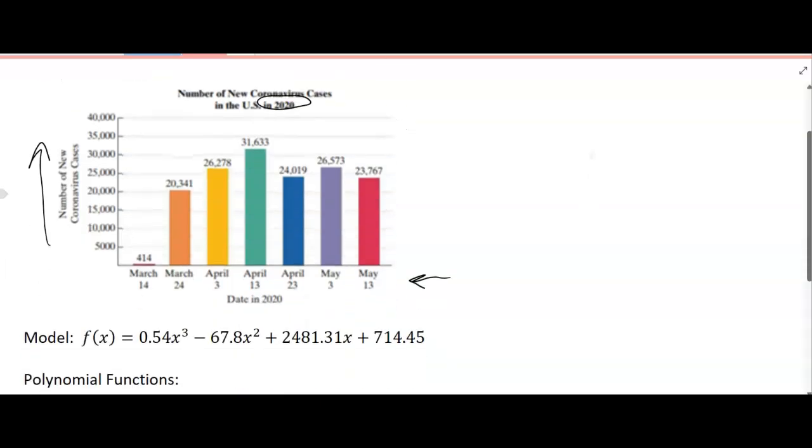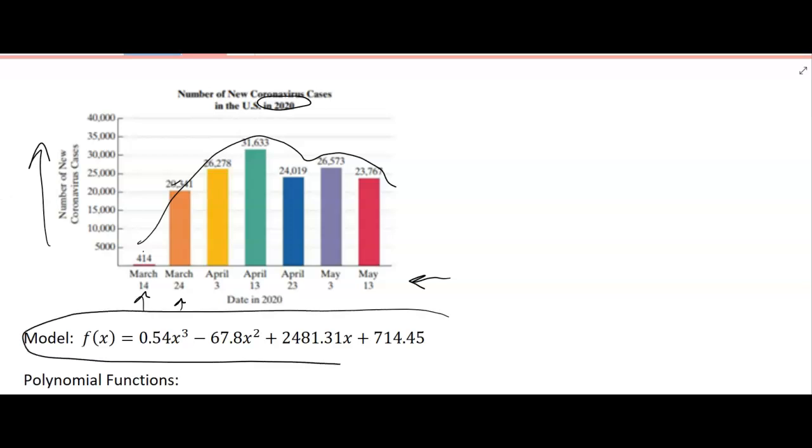Okay, so you can see there weren't very many cases in March, but on March 14th, then it went up March 24th by quite a bit. And you see this pattern. It's going up, and then it's coming back down, and then it went up, and things like that. Well, they came up with a model based on a limited amount of data that looks like this. Okay, so that's a polynomial function.